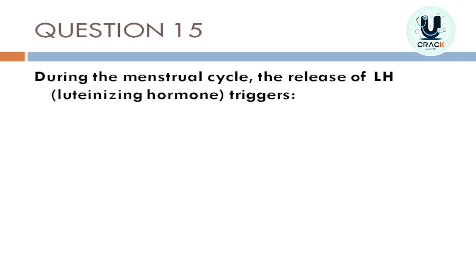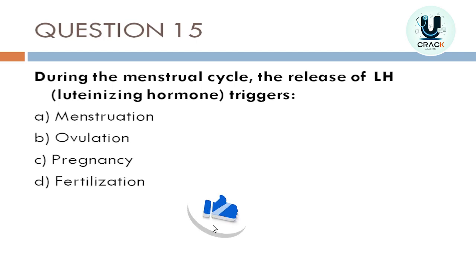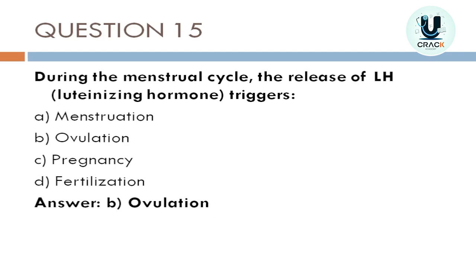Question number 15. During the menstrual cycle, the release of LH, which means luteinizing hormone, triggers A. Menstruation, B. Ovulation, C. Pregnancy, D. Fertilization. Answer: ovulation.